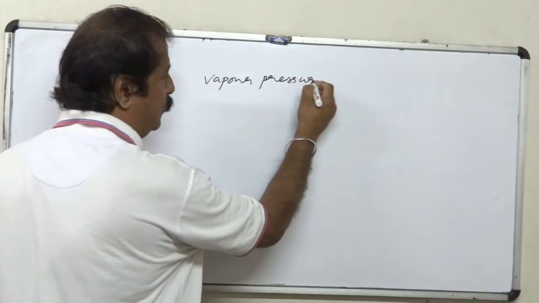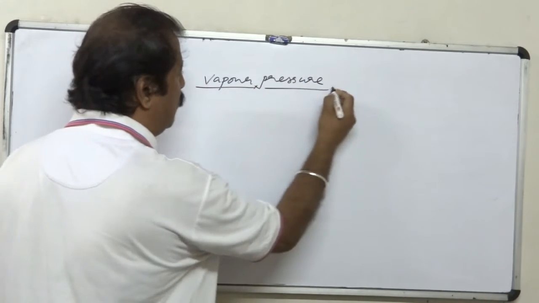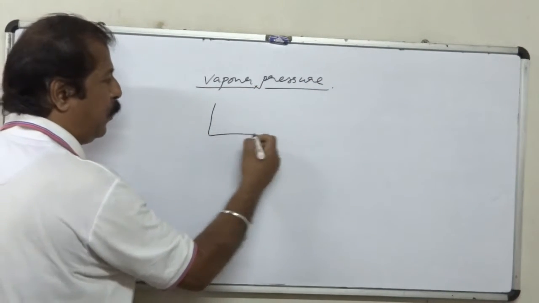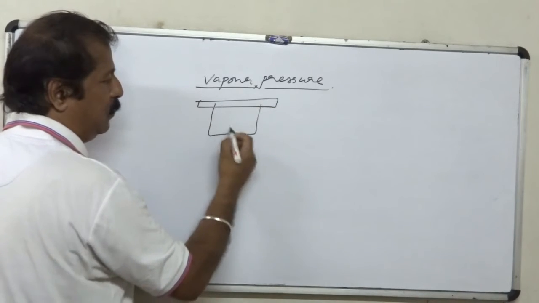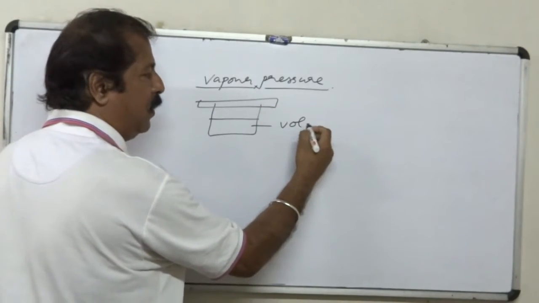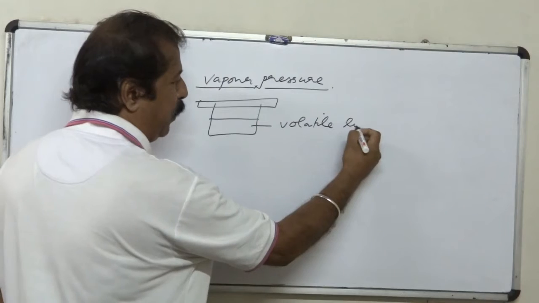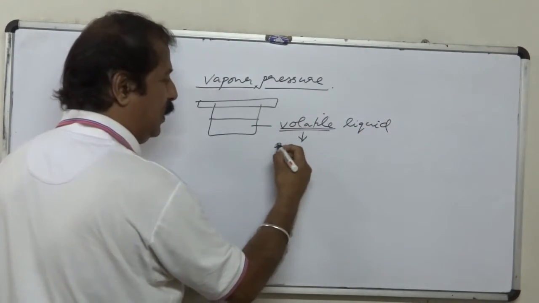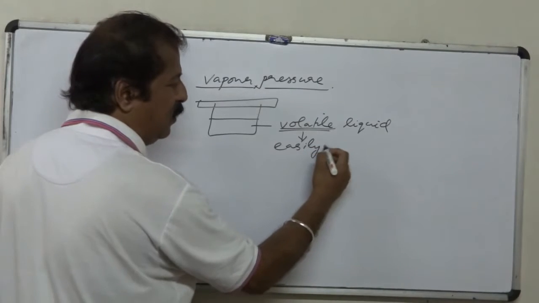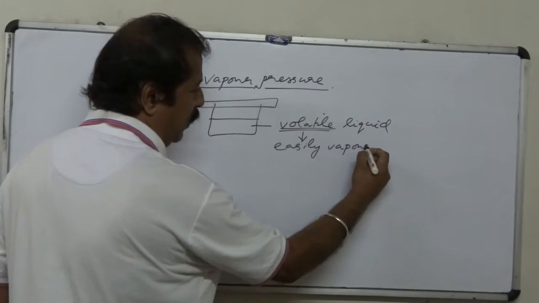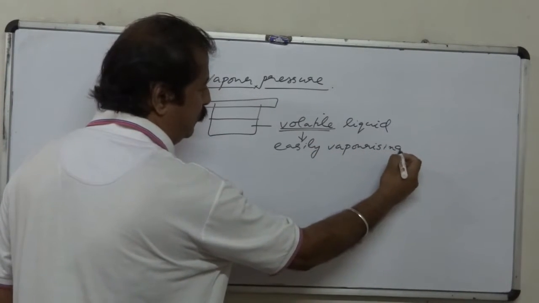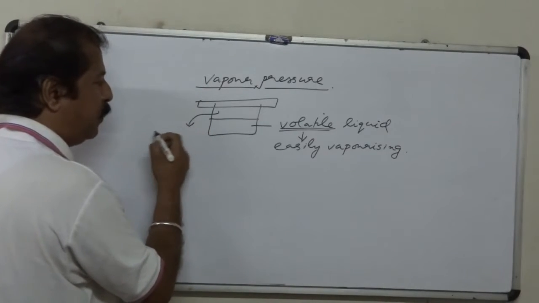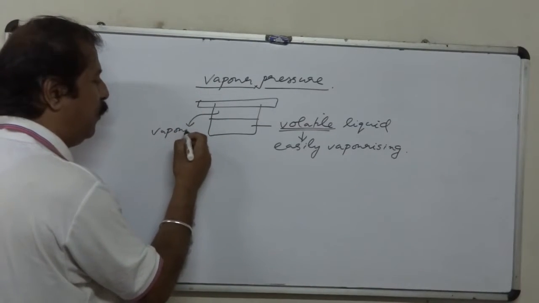Vapor pressure. So what is vapor pressure? We will see. You are taking a volatile liquid in a closed vessel. What is the meaning of the word volatile? Volatile means easily vaporizing. Easily vaporizing liquid. And above the liquid, vapors are present. Vapor particles are present.